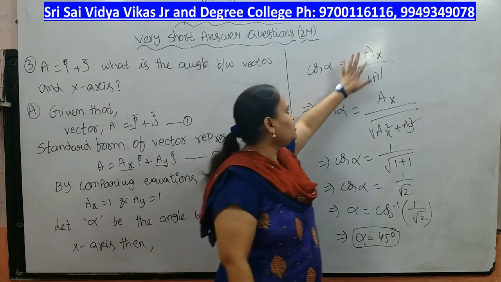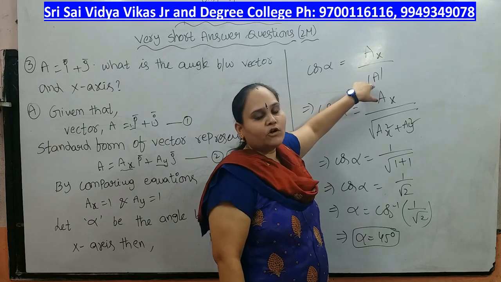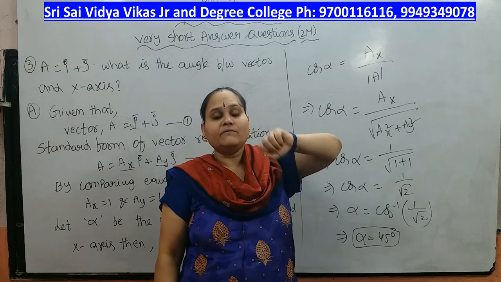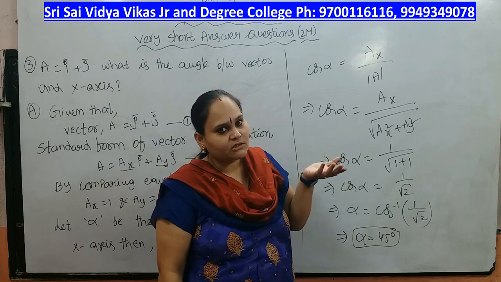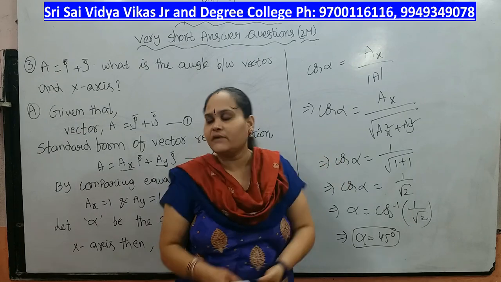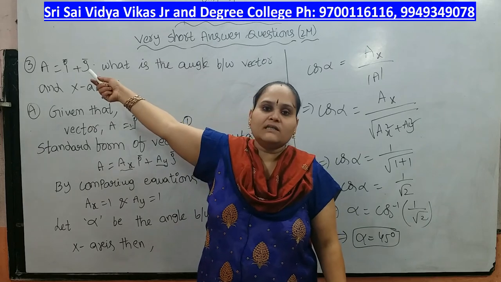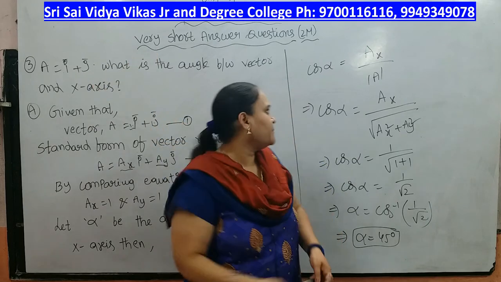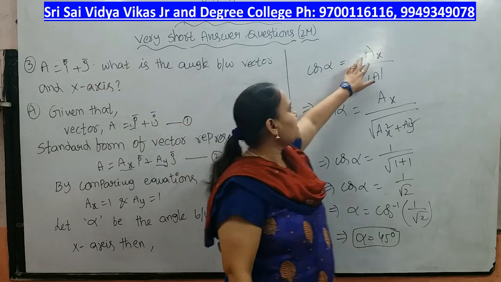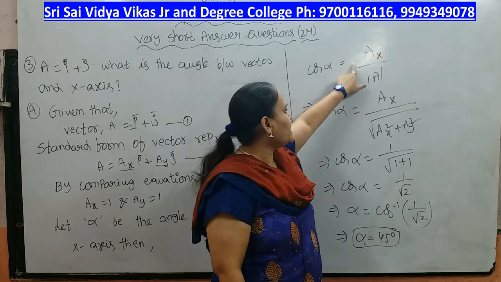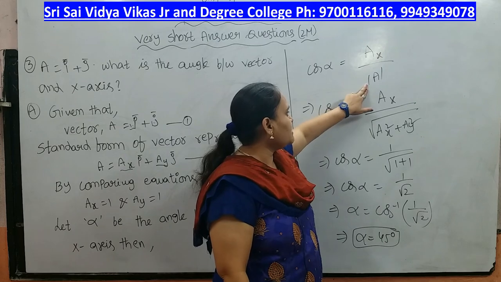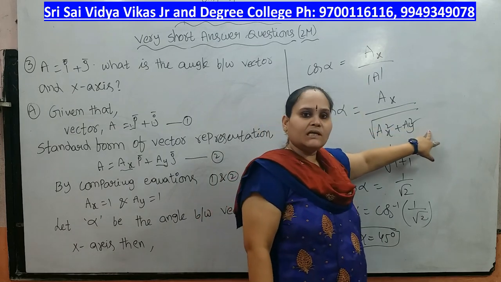cos alpha equal to ax by mod A. Mod A means the magnitude of vector A, which is the square root of ax square plus ay square for a vector with two components only, i and j. Therefore cos alpha equal to ax by mod A, that means ax by square root of ax square plus ay square.